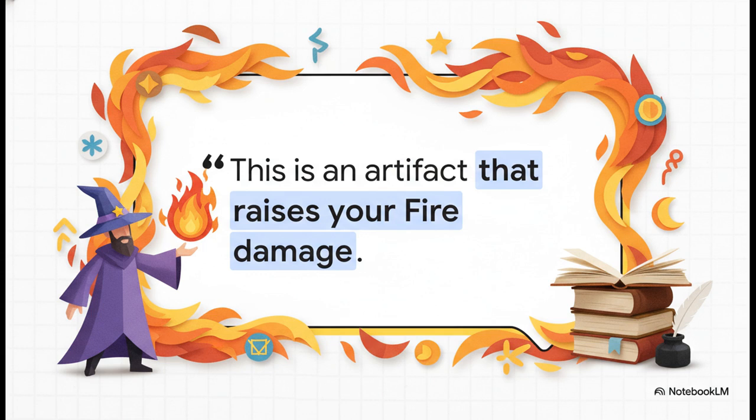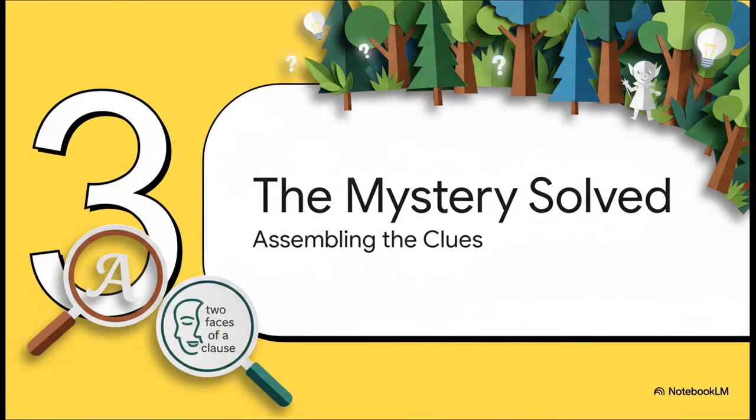In fact, you could even split this into two separate sentences. This is an artifact, it raises your fire damage. The meaning doesn't change at all. That's the big difference. All right, the moment of truth. We've got our two big clues, the power of articles and the two different jobs a clause can do. Now it's time to put them together and finally crack the case of the elf in the forest.